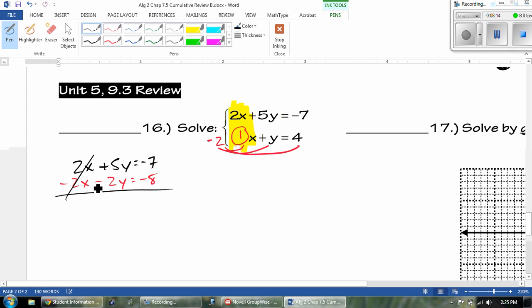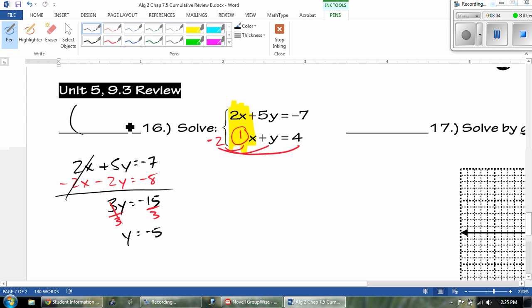Okay, my x's cancel just like I wanted them to. 5 minus 2 gives me 3y. Negative 7 minus 8 gives us negative 15. And to get the y by itself, I need to divide by 3. And we get y equals negative 5.